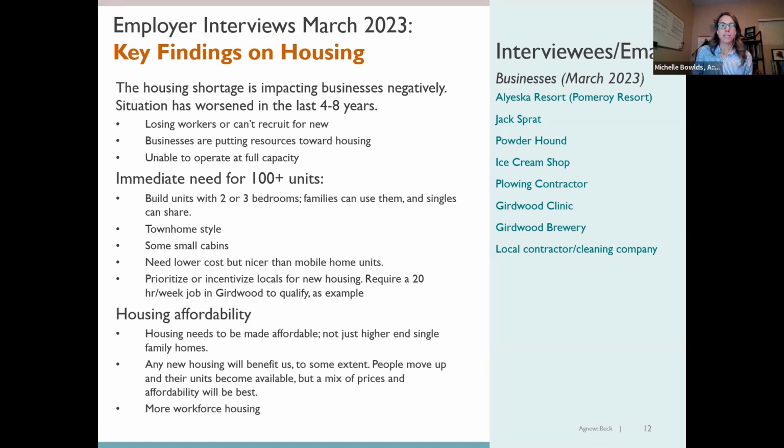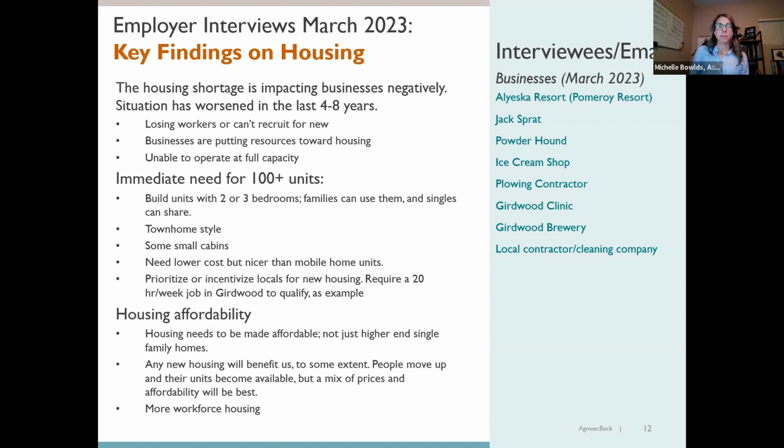There was some preference for 2 to 3 bedroom units that could be used by families or singles that have roommates. There was a variety of types that were expressed interest in. So townhome style, some small cabins, even some mobile homes and manufactured homes. So there's some expressed interest for varying types of housing products in the community.